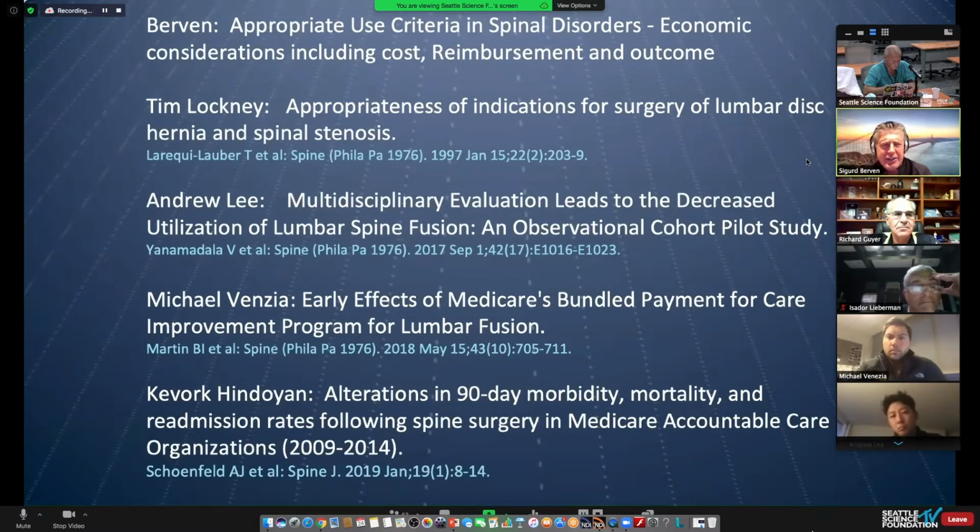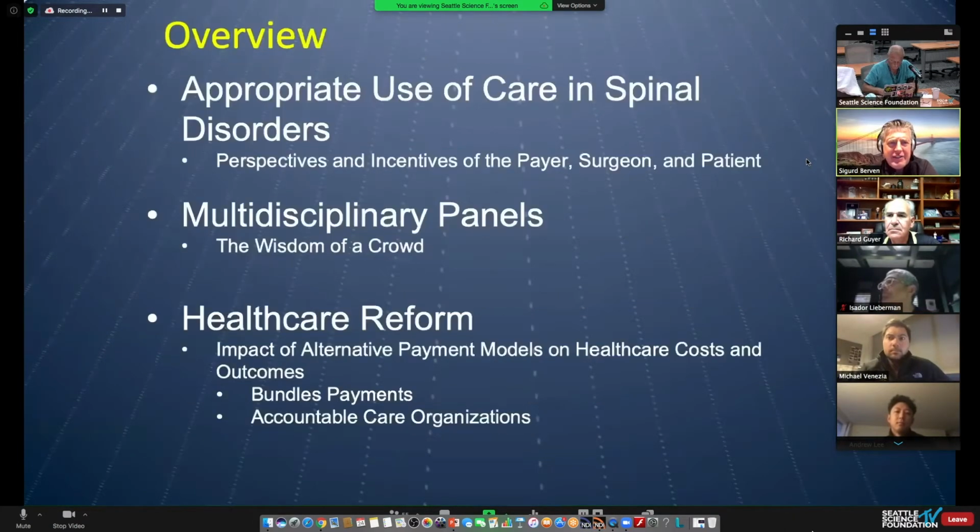We've got Tim Lockney, who's one of our neurosurgery fellows. He's going to talk about appropriate indications for surgery. Andrew Lee is going to talk about how multidisciplinary panels may affect utilization of lumbar surgery and rates of surgery. Mike Venezia is going to talk about bundle payments and the effect of bundle payments on care for lumbar fusion. And then Kevin Hindian is going to talk about accountable care organizations as another payment model and how that's really affected complications and readmissions. So that'll be our outline for today. I'm going to try and give a good amount of time for those articles to be presented.